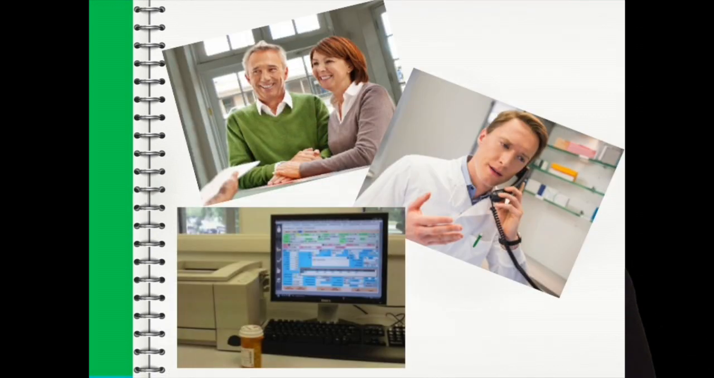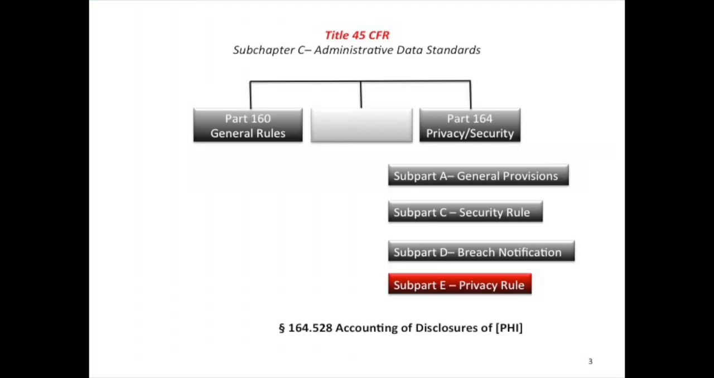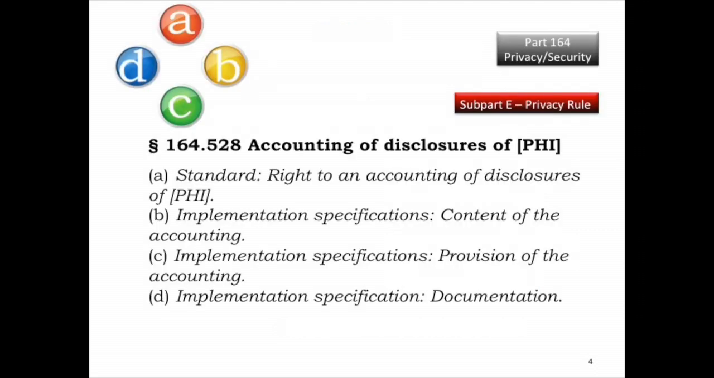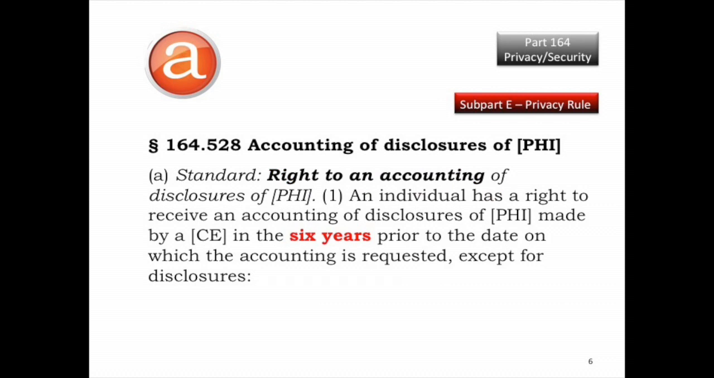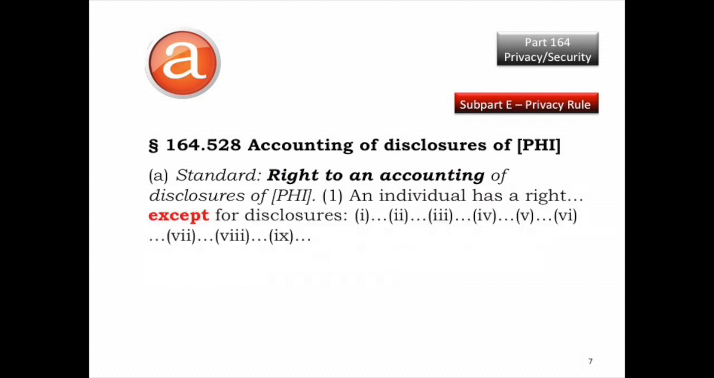This tutorial explains how to respond to a request for an accounting of PHI disclosures. The accounting rule is section 164.528 of the Privacy Rule. It has 4 provisions. Paragraph A is the patient's right to an accounting. The rule includes 6 years' worth of disclosures. The rule has 9 exceptions.